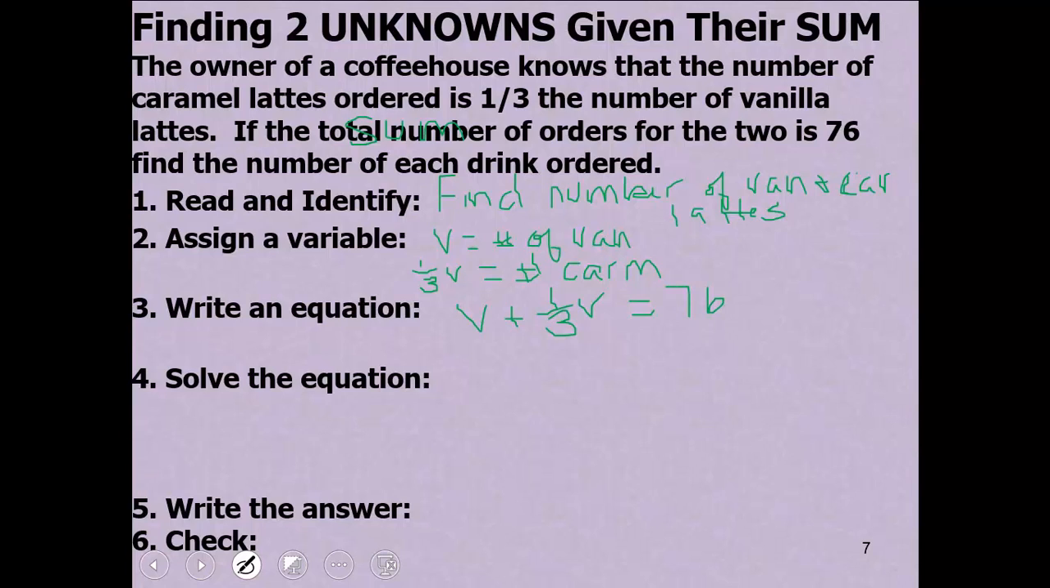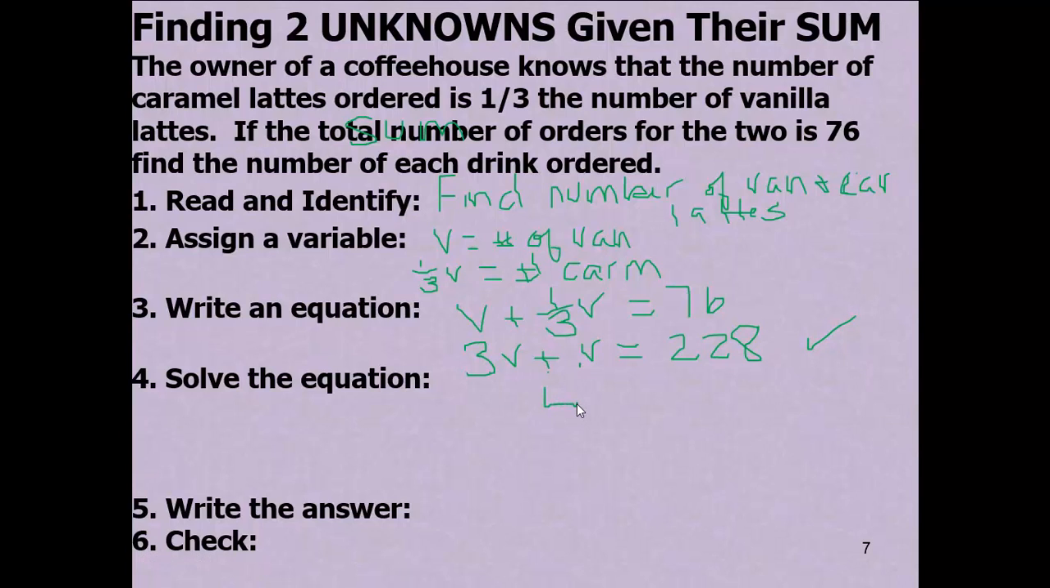Now here's how I get it. If I have a fraction, I multiply everything by the common denominator, which here is just 3. So I'm going to multiply everything by 3, and I get 3V plus V equals 228. If you don't believe me, run your calculator. Now this is easy to solve. I have 3V plus V, which is 4V.